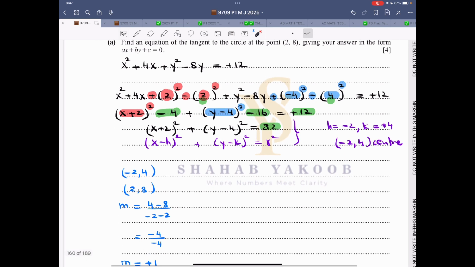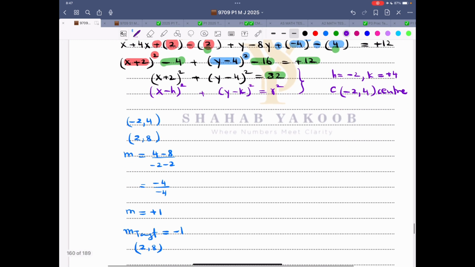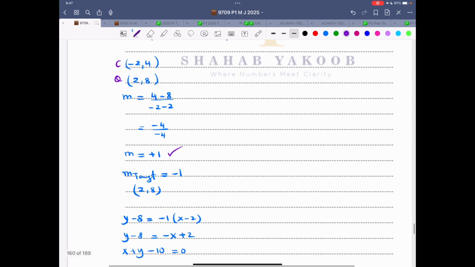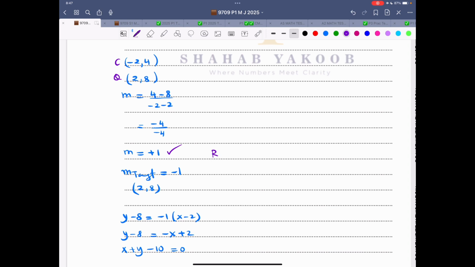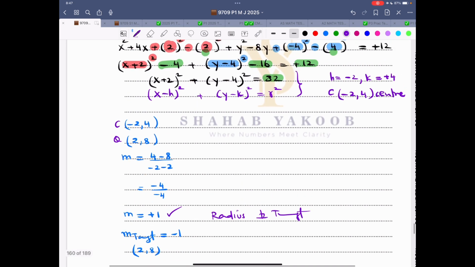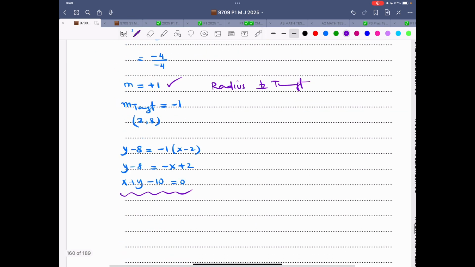So now the center of the circle, let me write this as C, and this other point, let me write this as Q. So this is C, (-2, 4). This is Q. I find the gradient, that is +1. But the gradient of the tangent is the negative reciprocal, because the radius is perpendicular to the tangent at the point of contact. And that is how I find the equation of the tangent. So that is the first part, for 4 marks, pretty basic.